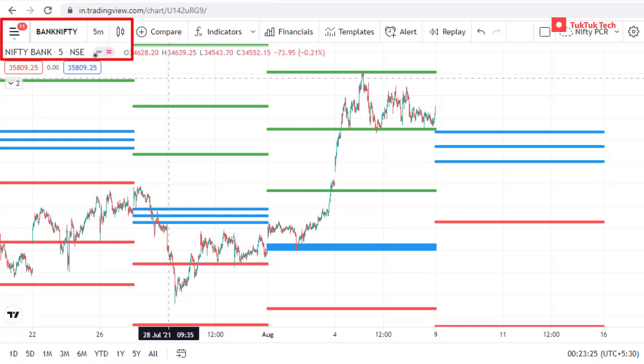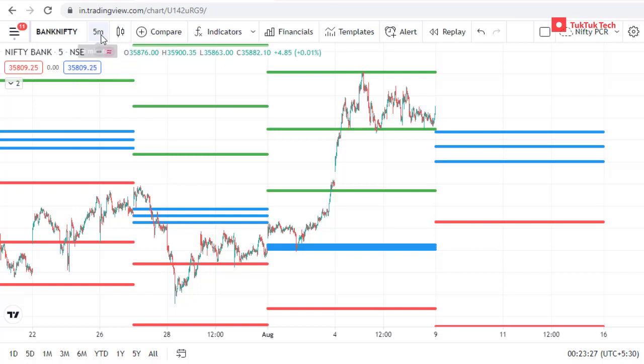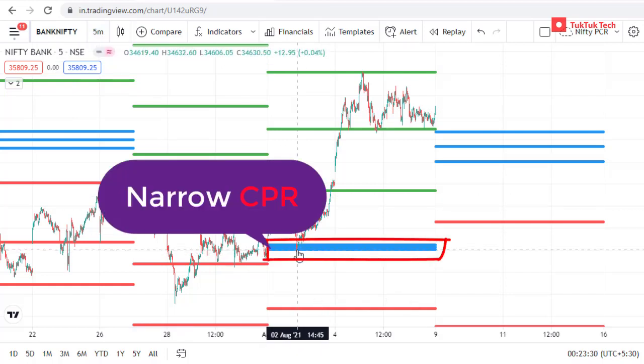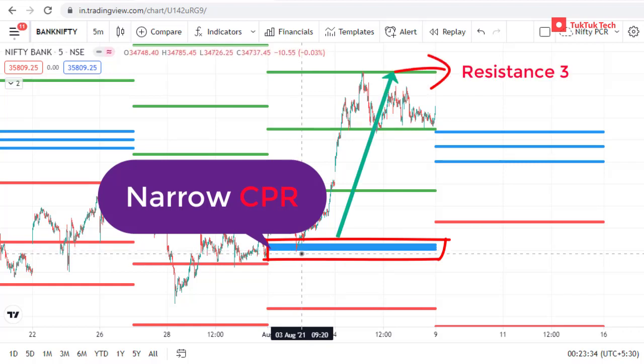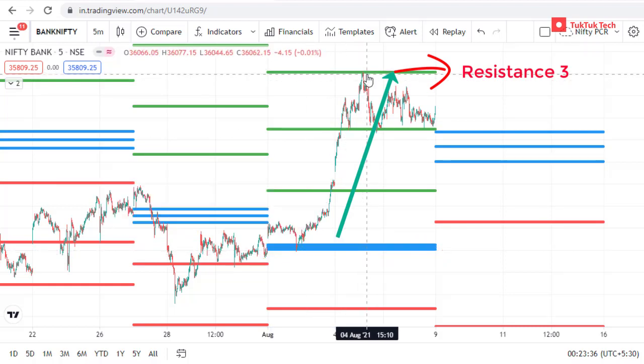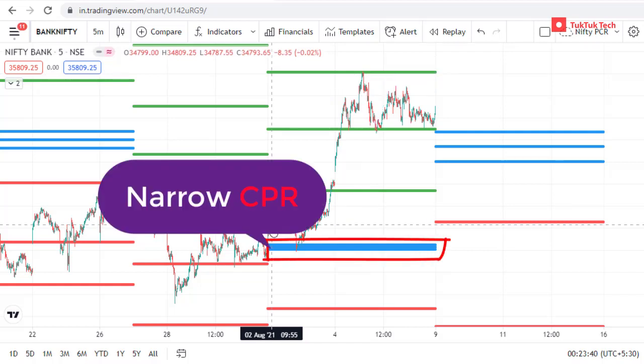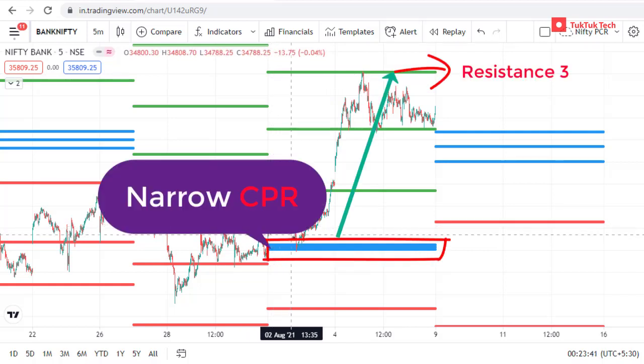Let's check few examples. Let's take a look at Bank Nifty 5 minutes chart. Bank Nifty retested the support on 2nd August before rallying to resistance 3. Notice that the CPR lines are very tight, which suggests that the target can be resistance 3 or resistance 4.